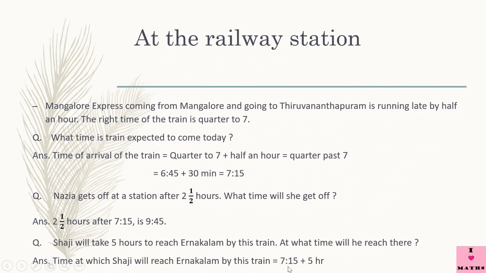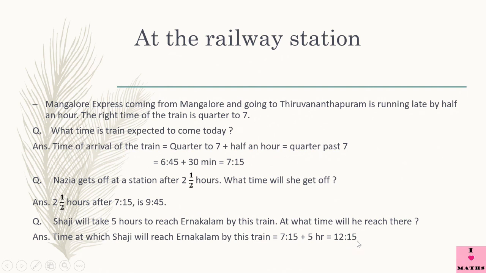7:15 plus 1 is 8:15, plus 1 more is 9:15, plus 1 more is 10:15, plus 1 more is 11:15, plus 1 more is 12:15. So the answer is 12:15. Shaji will reach Ernakulam at 12:15. So children, this was all about the word problems of parts and wholes.